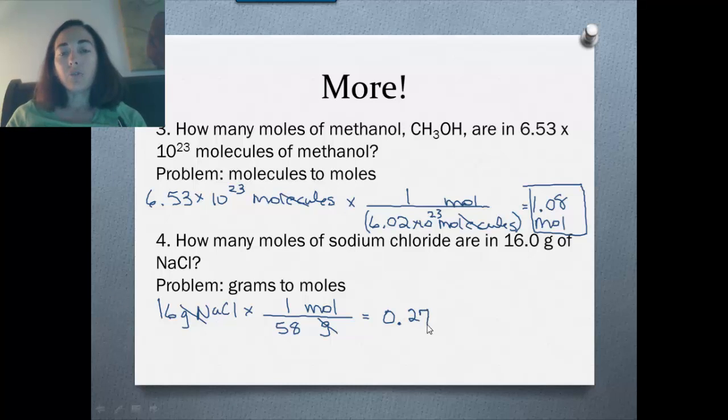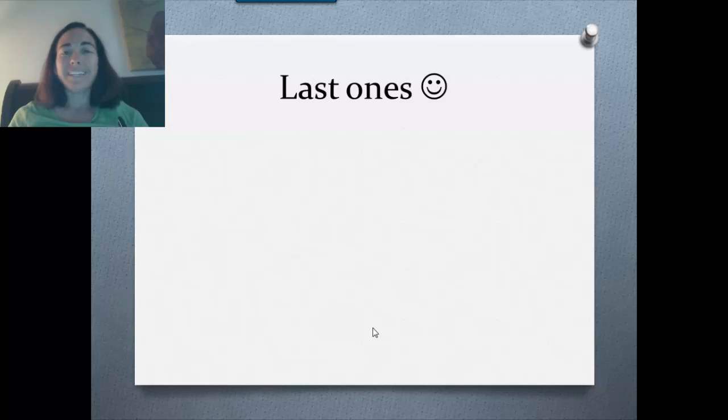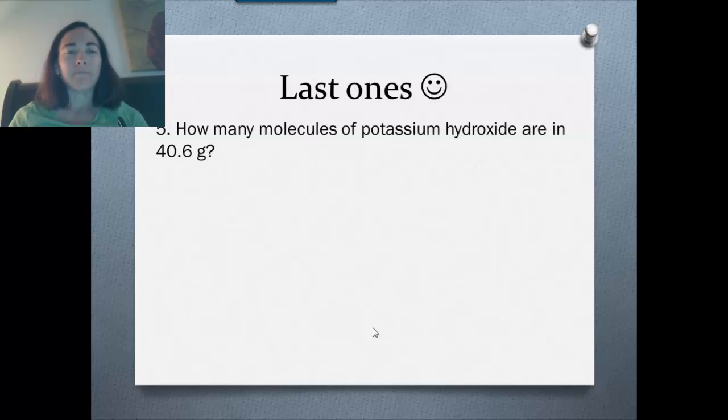So 0.276 moles of sodium chloride is the answer for this one. I hope these are starting to get a little bit easier for you and that you're recognizing the patterns and how to figure out the conversion factors. But I have a few more just in case. Let's look at these last ones.